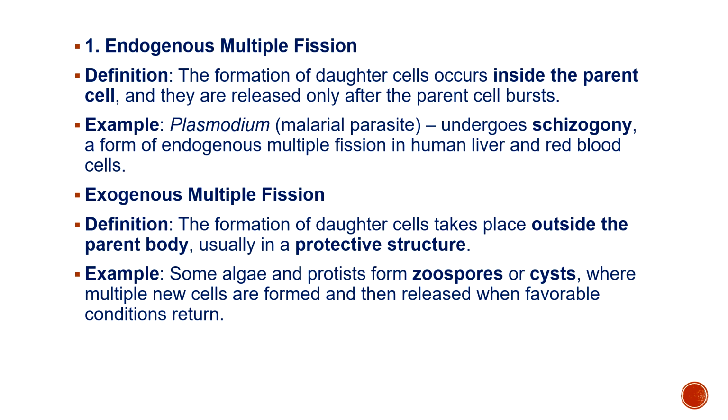First is endogenous multiple fission. What is this? In endogenous multiple fission, the formation of the daughter cells occurs inside the parent cell. Endo means inside, and the daughter cells are released only after the parent cell bursts. Plasmodium, the malarial parasite, undergoes schizogony in the form of endogenous multiple fission in the human liver and red blood cells. They burst open and form a multiple number of cells. That is endogenous multiple fission.